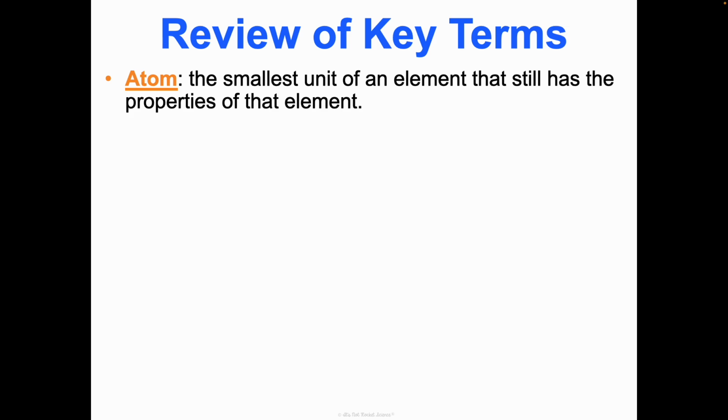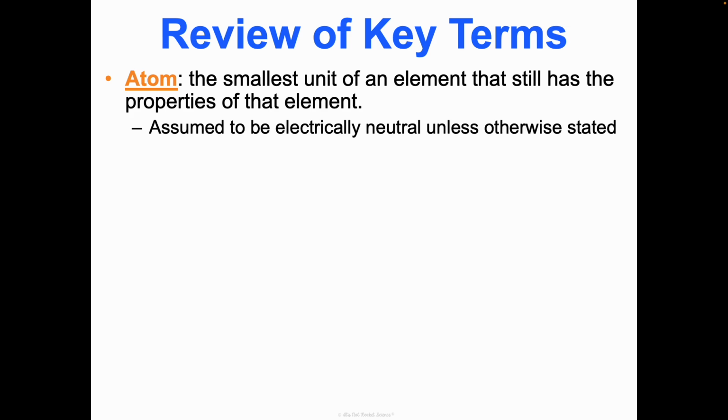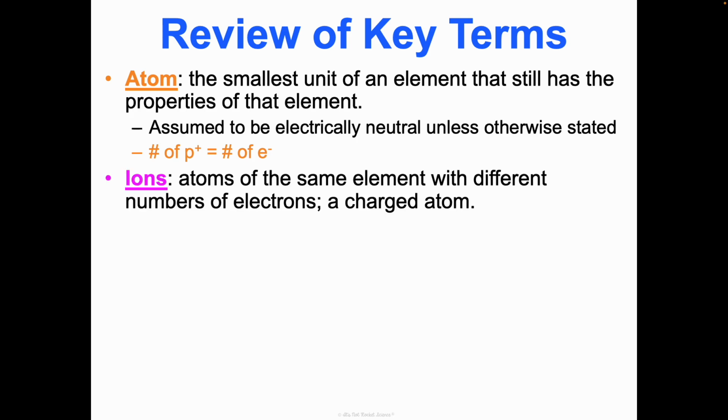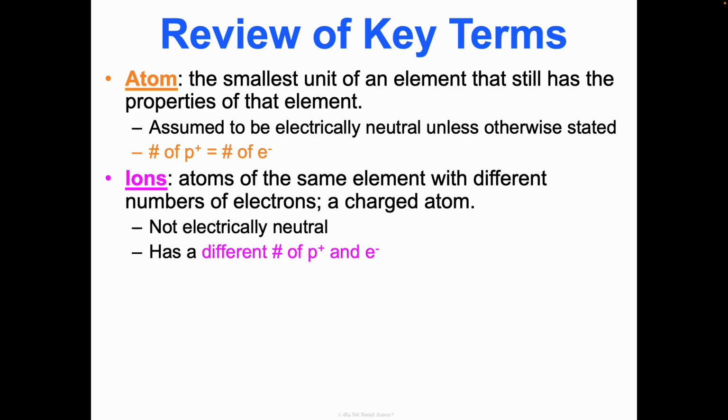So again, remember from concept 1, an atom is the smallest unit of an element that still has the properties of that element. It's assumed to be electrically neutral unless otherwise stated, unless we see notation that says otherwise. That means the number of protons would be equal to the number of electrons. Ions are atoms of the same element, so they have the same number of protons, same atomic number, but they have different numbers of electrons. So they are charged atoms. They are not electrically neutral. They have a different number of protons and electrons, okay? Those would not be equal to each other.